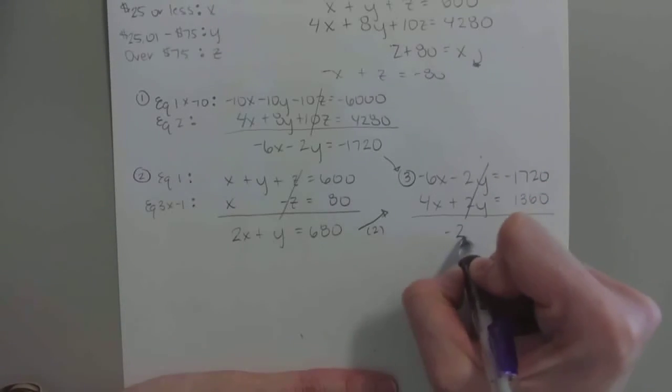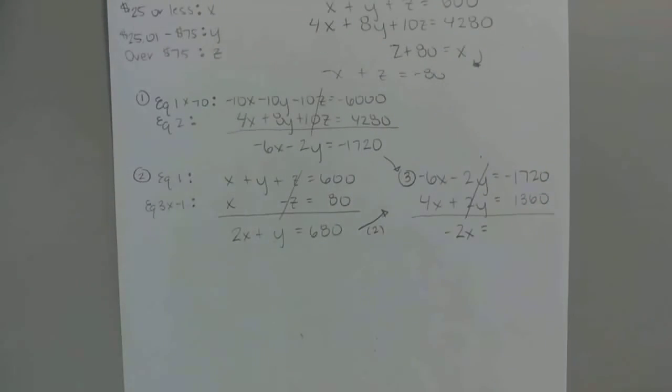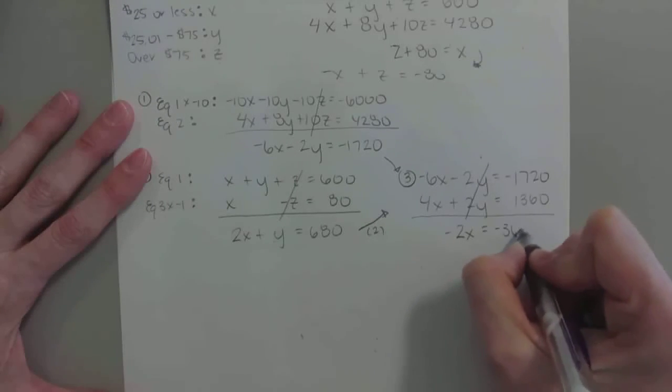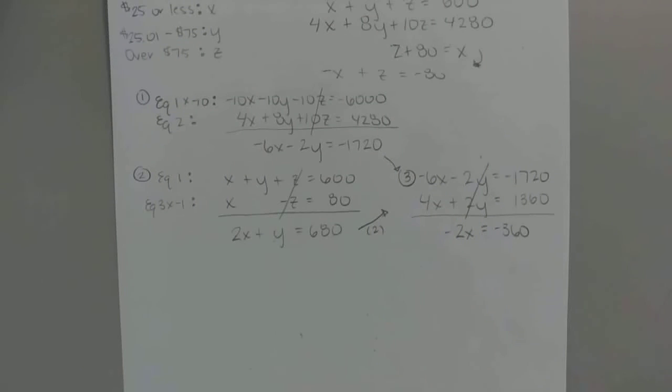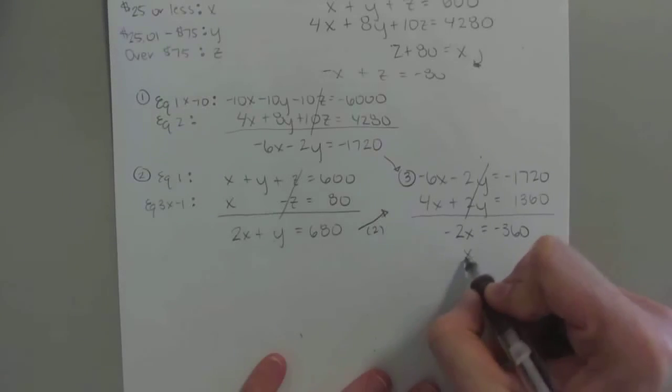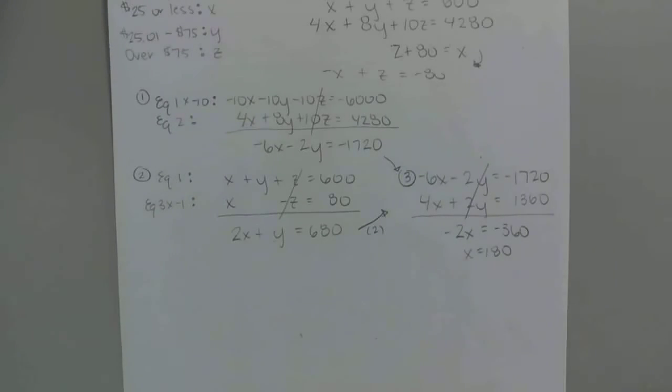And what do you notice? We got it down to x, right? So the y's will cancel and we're left with negative 2x equals negative 360. Divide by negative 2, so x equals 180. I'm going to star that because that's one of our answers. What does that mean? It means how many orders of $25 or less do we have? 180 orders, so keep that in mind.